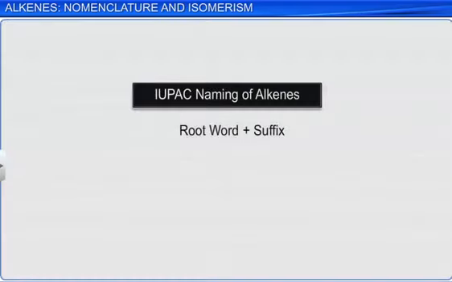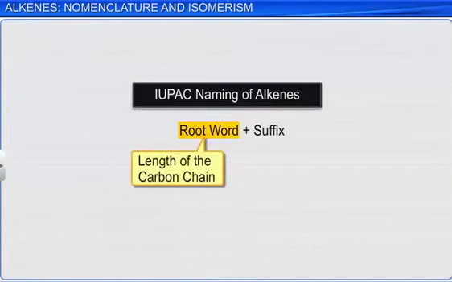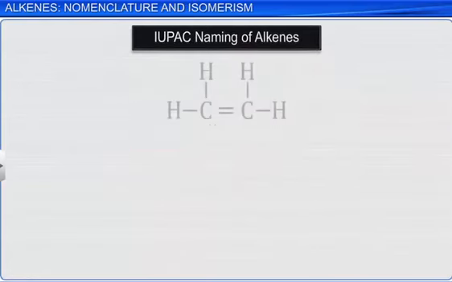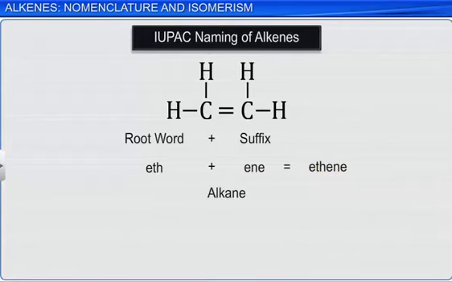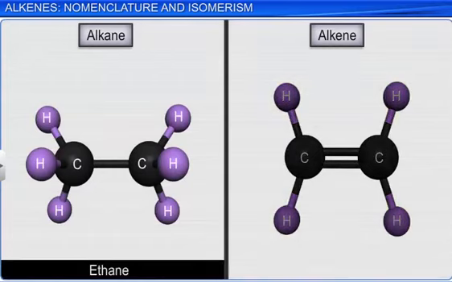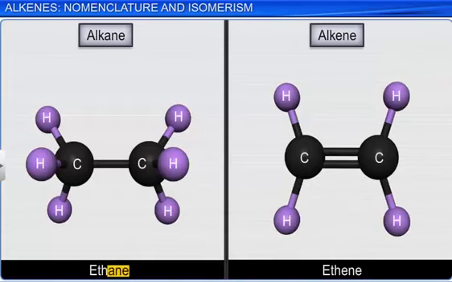The IUPAC name of the alkenes can be divided into two parts, that is, root word, which indicates the length of the carbon chain, and suffix -ene, which indicates the double bond. For example, the IUPAC name of an alkene with two carbon atoms can be divided into the root word eth plus the suffix -ene. Hence, the IUPAC name is ethene. In the IUPAC system, alkenes are named by replacing the suffix -ane of the corresponding alkanes by the suffix -ene. For example, ethene is named from ethane by replacing the suffix -ane with -ene.